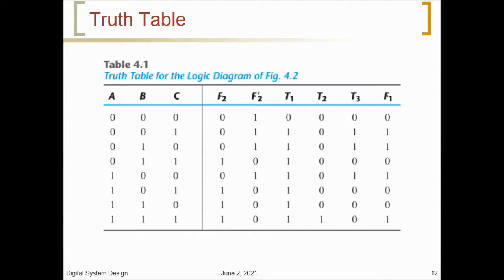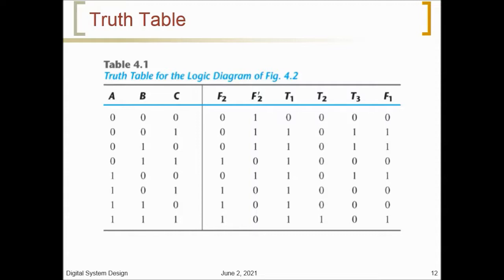In this table, we found the 8 possible combinations for the 3 input variables. The truth table for F2 is determined directly from the values of A, B, and C, with F2 equal to 1 for any combination that has 2 or 3 inputs equal to 1. The truth table for F2 complement is the complement of F2.